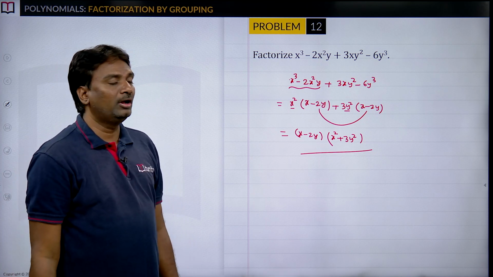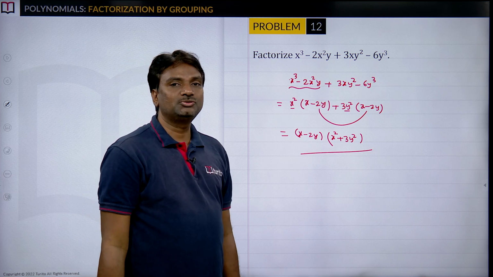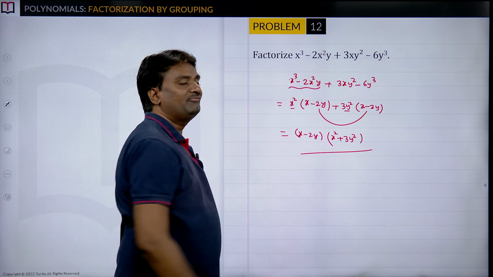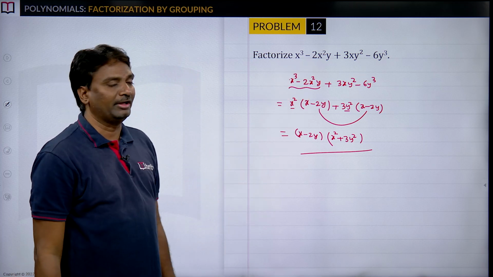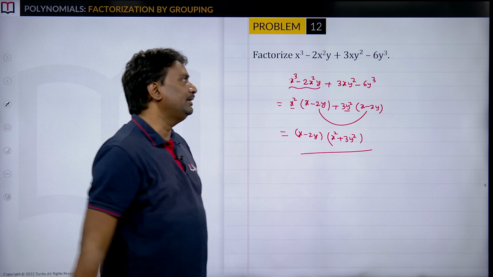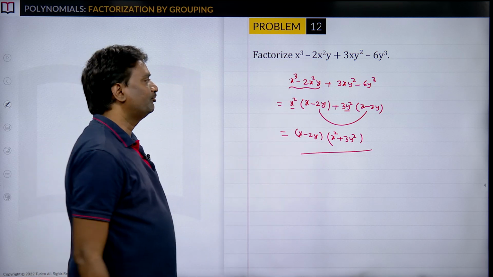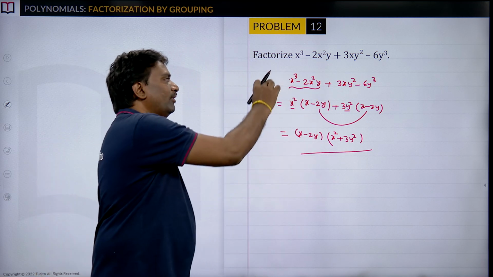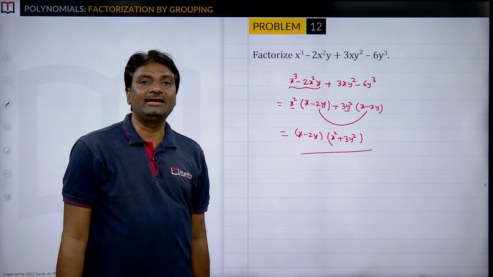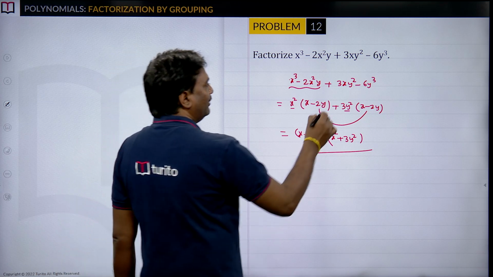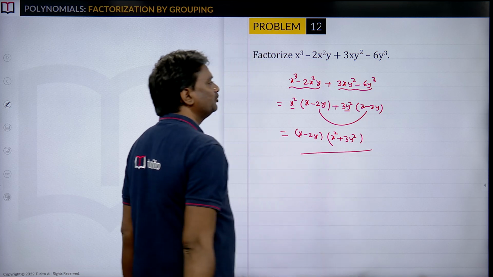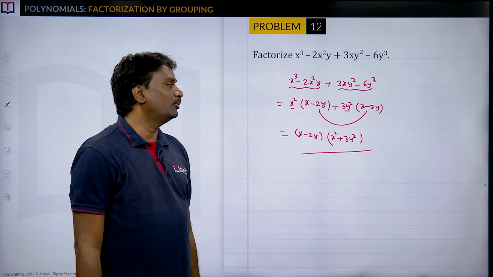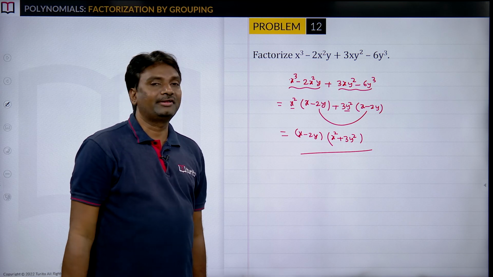So, here we have the polynomial x cube minus 2x square y plus 3xy square minus 6y cube. So, take the first two terms x cube minus 2x square y, take the last two terms 3xy square minus 6y cube. From the first two terms, we can take x square as common. Why? Where x cube can be written as x square into x. From these two terms 3xy square minus 6y cube, we can take 3y square as common. Okay. So, by taking 3y square as common, we got x minus 2y.